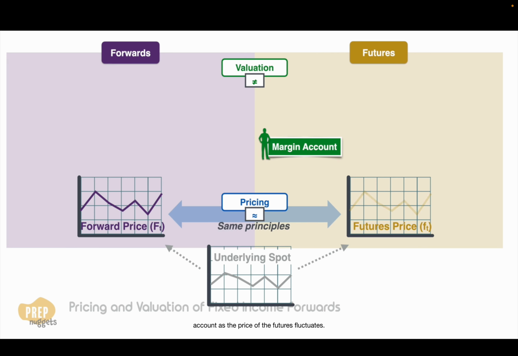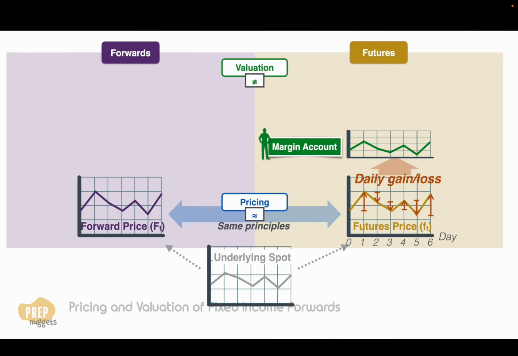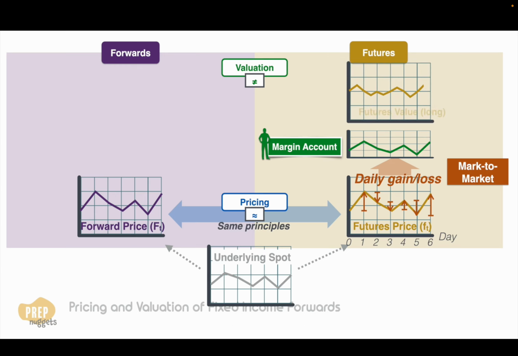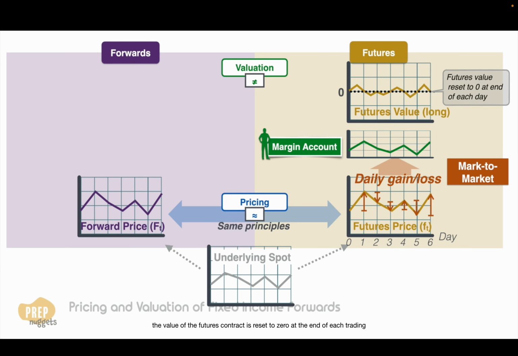As the price of the futures fluctuates, this results in daily gains or losses, which are credited to or subtracted from the margin account of the contract holder. This is called the marking-to-market process. Because of this daily marking-to-market mechanism, the value of the futures contract is reset to zero at the end of each trading day. You can see it as the value of the contract is reflected in the trader's margin account.